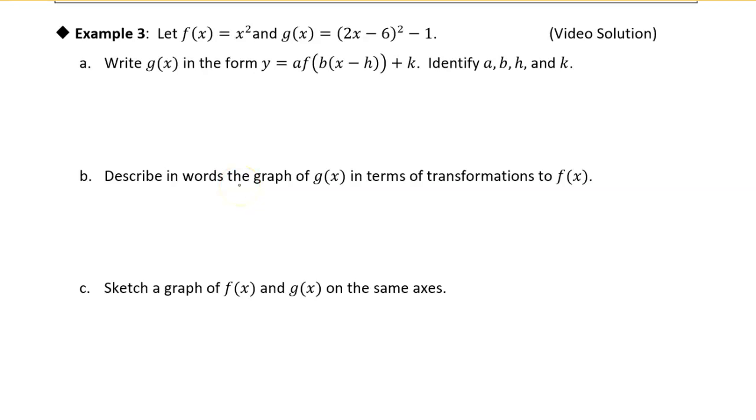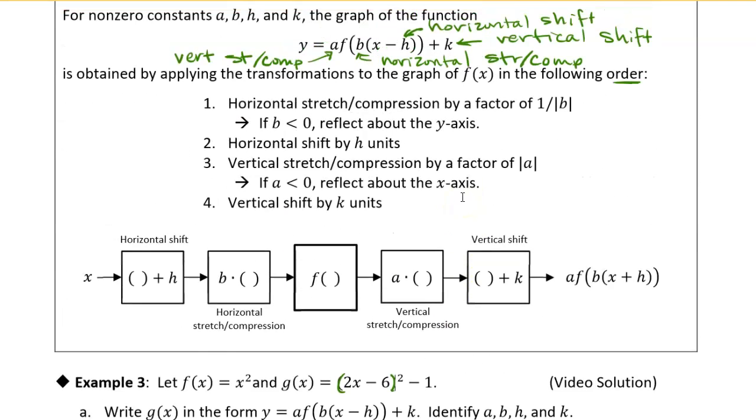All right, so here we're dealing with the function x squared again, and a transformation of x squared. You can see the square function here, right? This whole thing in parentheses is squared, 2x minus 6, and then we're subtracting 1 from it. So this is actually a transformation of x squared. But now we want to write g of x in the form that we have up here that we just went over in the last video.